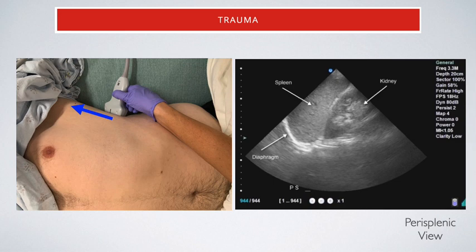The perisplenic view is perhaps the most challenging view to obtain. The key is to look very posterior, often with your hand touching the stretcher, to avoid artifact from air in the stomach.